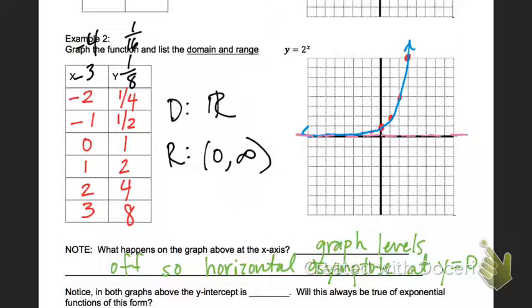What else do you notice about the y-intercept? It's always at 1. So we've got a y-intercept at 1. And why is that? What's the x coordinate in the y-intercept? 0. Anything to the 0 power is 1. Right. So we're always going to have a y-intercept at 1 before translating it left, right, up, down. So the parent function will always have a y-intercept at 1.